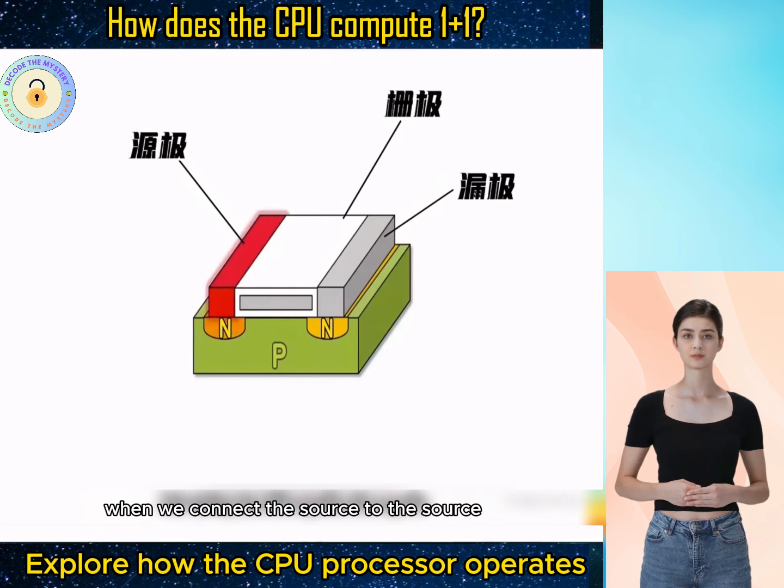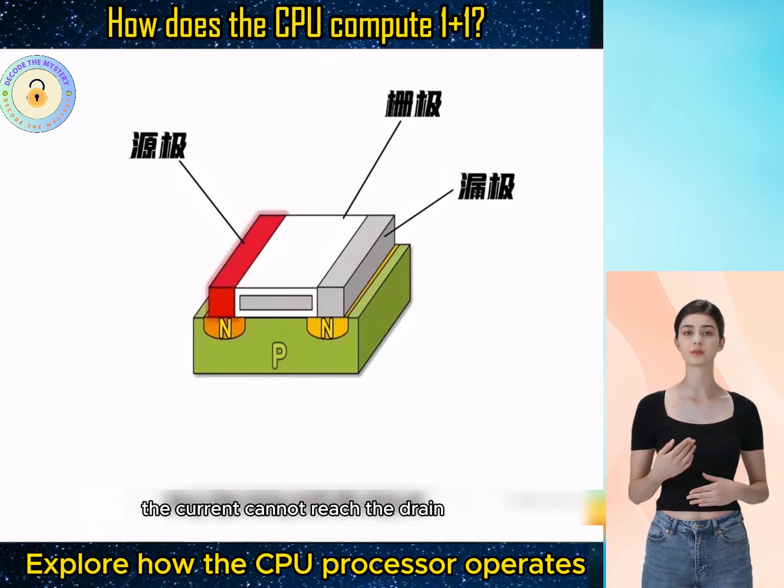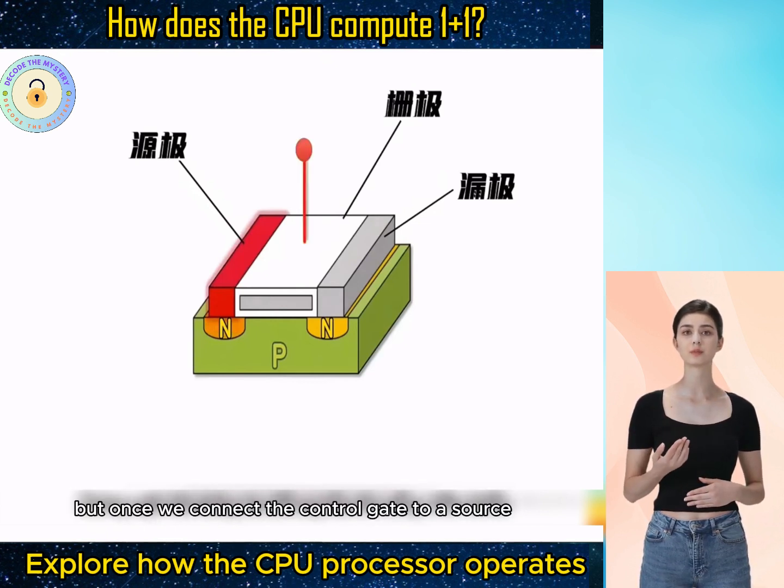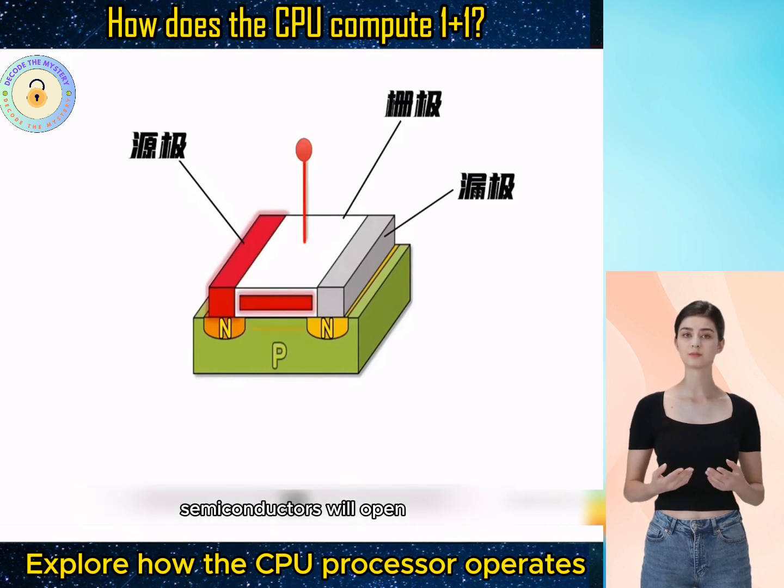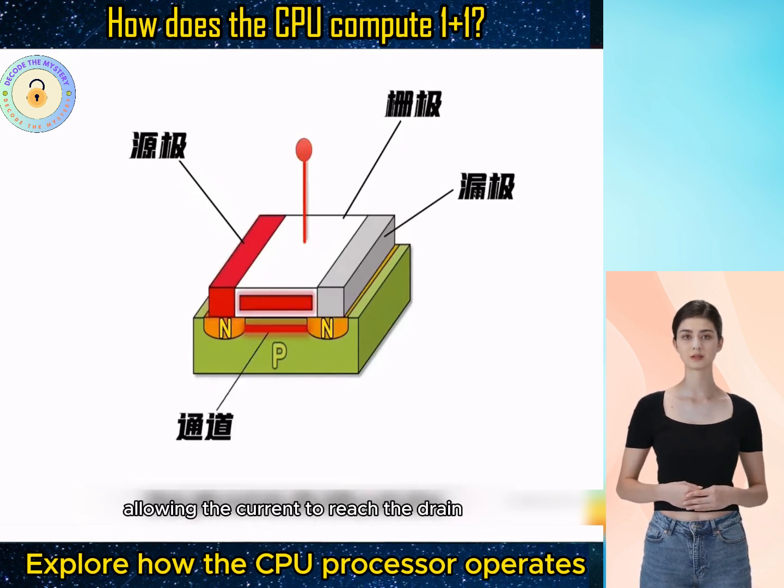When we connect the source to the power source, the current cannot reach the drain. But once we connect the control gate to a power source, the channel between the two n-type semiconductors will open, allowing the current to reach the drain.